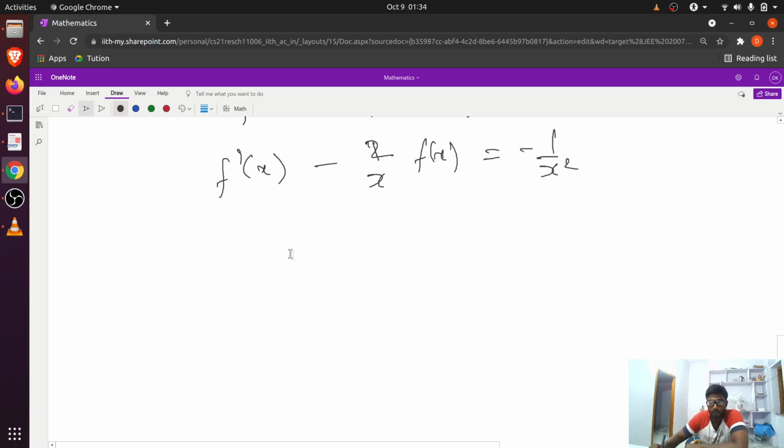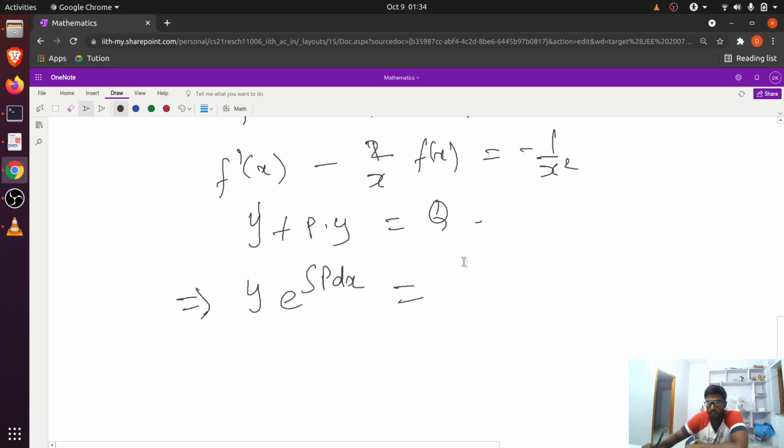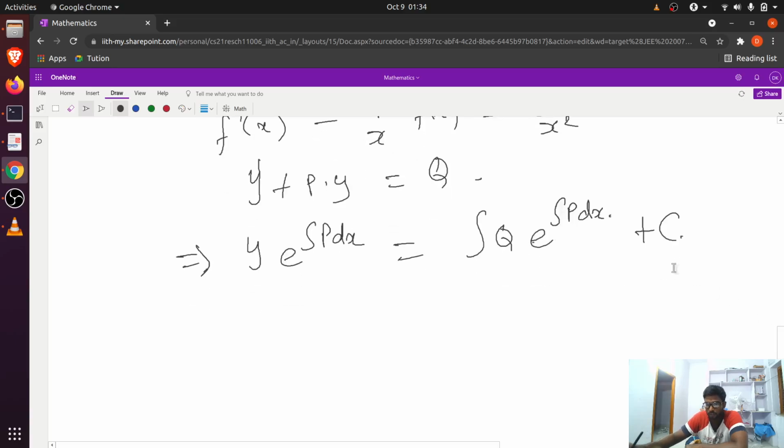Okay, so now we have this standard linear equation form: y dash plus p into y equal to q. This can be solved in this way. The actual solution is y into e to the integral of p dx is equal to integral of q into e to the power integral of p dx, plus c. So this is the solution of this linear differential equation.